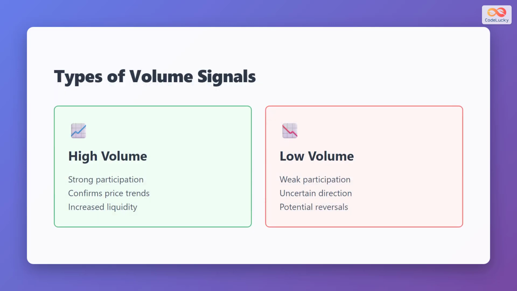Volume signals come in two main types. High volume indicates strong participation from traders and investors. It confirms price trends and provides increased liquidity, making it easier to buy or sell shares. On the other hand, low volume shows weak participation. It suggests an uncertain direction and can signal potential reversals. Low volume moves are often less reliable because fewer traders are committing to the current price action.